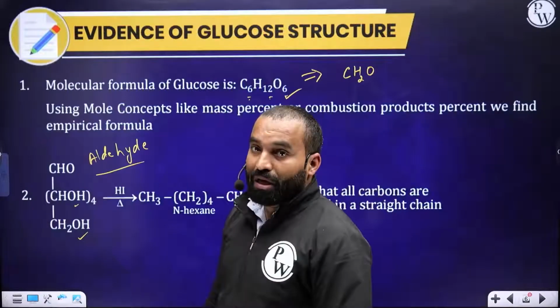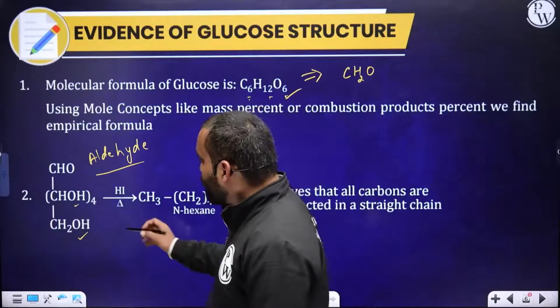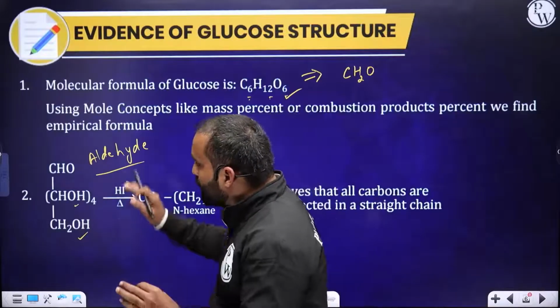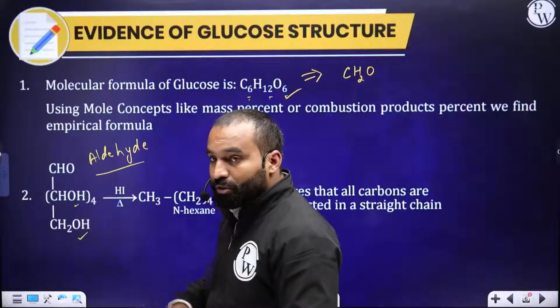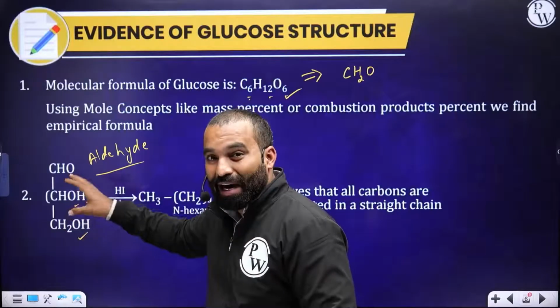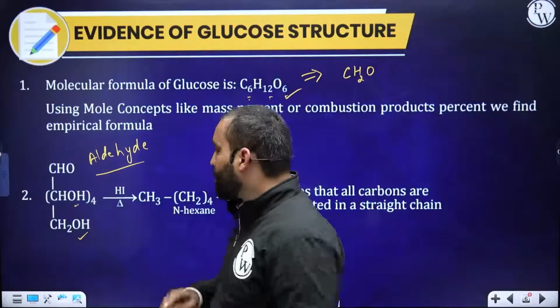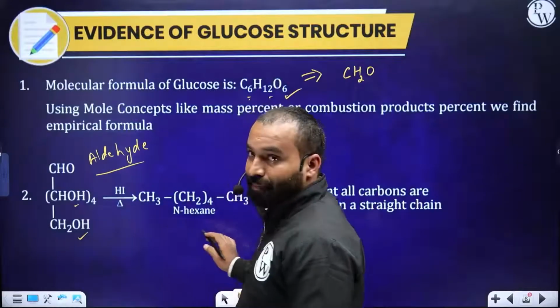HI is hydroiodic acid. When you treat these two together and heat it, what happens? All the oxygen-containing carbons, where carbon is present in a very high oxidation state, all get reduced, they all undergo reduction, and you obtain n-hexane.